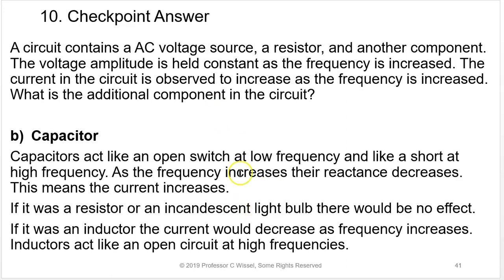Well, it's a capacitor. Capacitors act like an open switch at low frequency and like a short at high frequency. As the frequency increases, their reactance decreases. That means the impedance of the circuit also decreases, and that means the current increases. If this was a resistor or an incandescent light bulb, there'd be absolutely no effect, so we can eliminate that. If there was an inductor, the current would decrease as the frequency increased. Inductors act like an open circuit at high frequency.